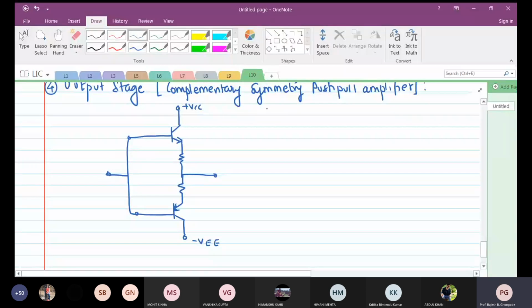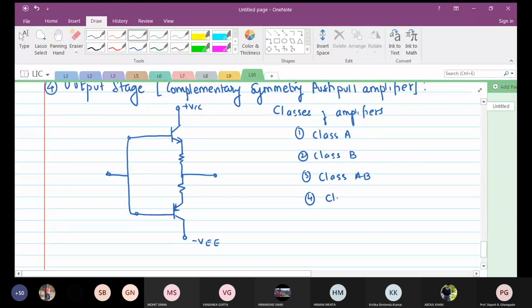Do you know the classes of amplifiers? We have the class A, class B, class AB, and class C amplifier. Have you studied this? No, sir.